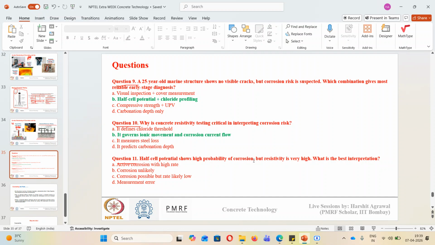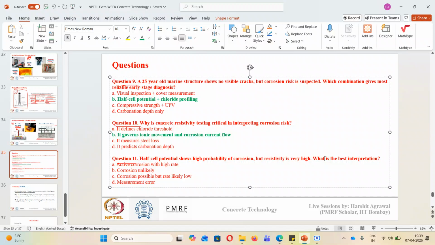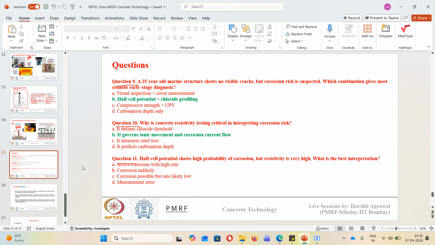Question number 11. Half cell potential shows higher probability of corrosion. Suppose in half cell potential mapping we got a corrosion potential value of minus 400 millivolt with respect to copper sulfate half cell, but resistivity of concrete is high. What is the best possible interpretation of such a condition? So we have a very high negative value of half cell, but we have very high resistivity of concrete also. What will you interpret from such a structure? Any idea?